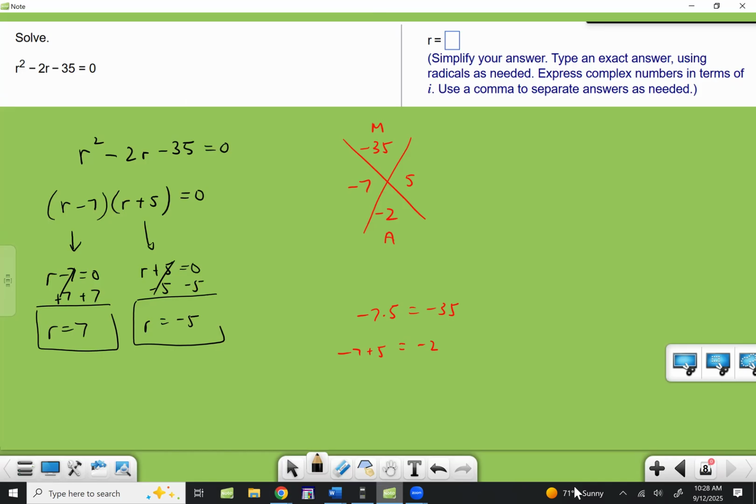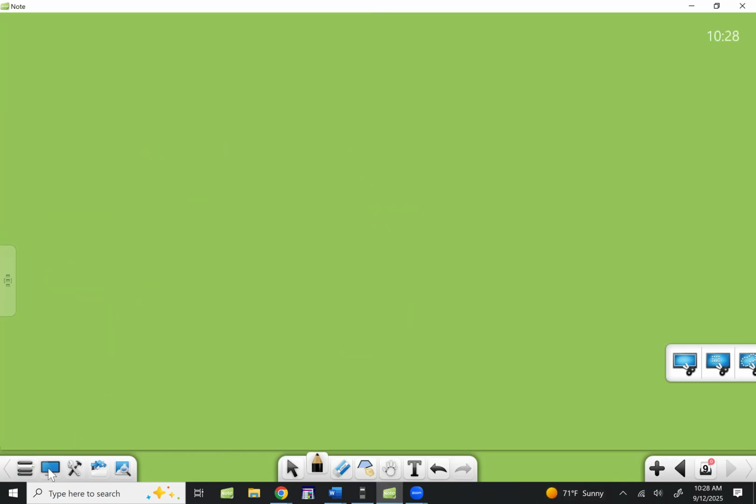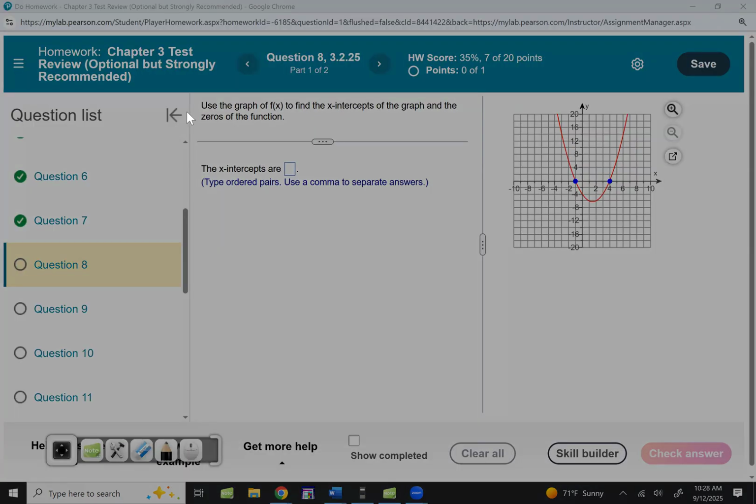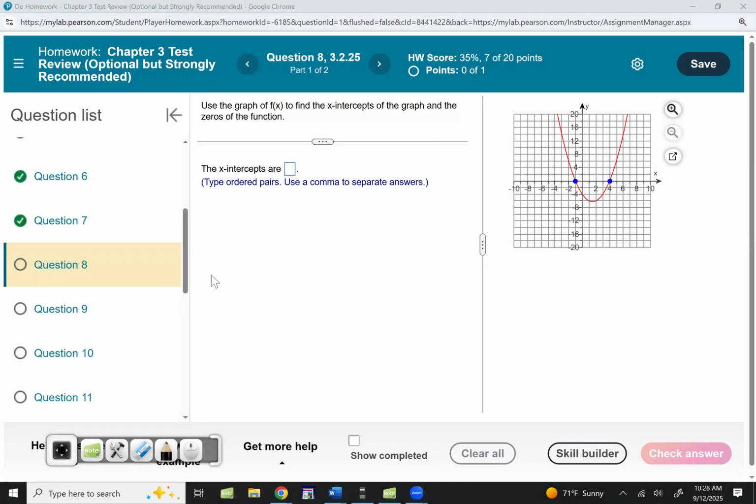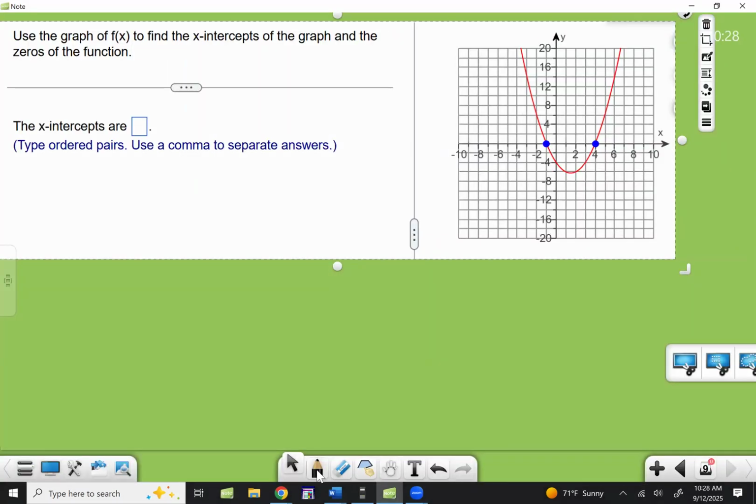So let's take a look at number 8. All right, use the graph to find the x-intercepts. Oh, my favorite question so far. This will take you 30 seconds, guys. Best question on the test. The only thing is, make sure you use ordered pairs, right? It's telling you right here, you better use them.